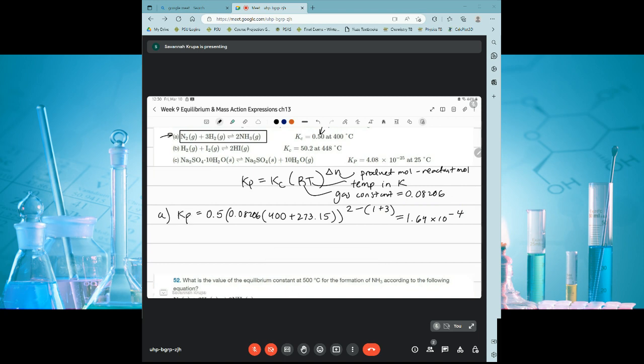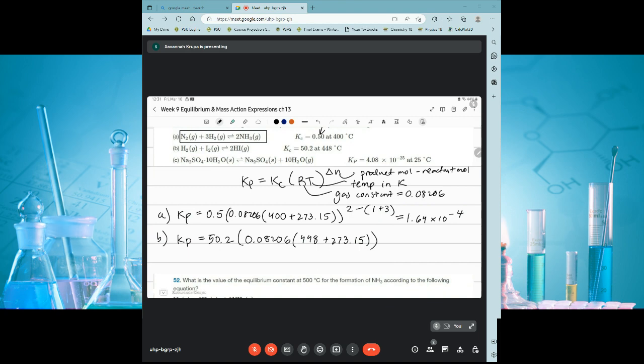So now let's do the same for B. So now we will also be converting it to Kp as well. And so it gives us the Kc value of 50.2 multiplied by the gas constant, 0.08206, multiplied by the temperature, which is going to be the 448 plus 273.15 to convert it to Kelvin.